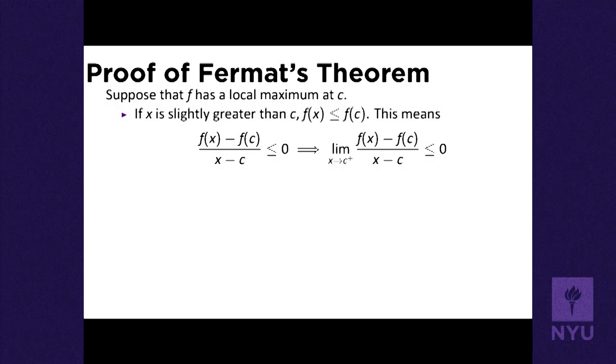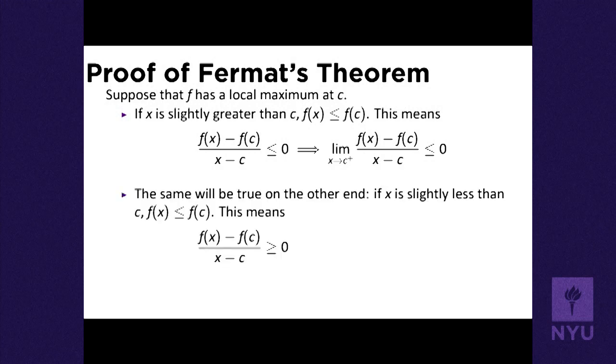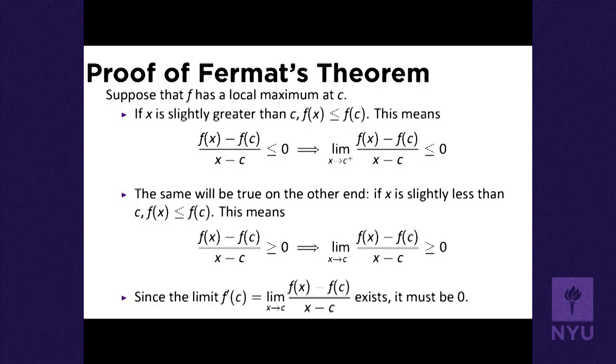Now, on the other side, think about x being slightly less than c. f of x will still be less than or equal to f of c because c is a local maximum. So that numerator is non-positive, less than or equal to 0. On the other hand, the denominator now is going to be negative because x is less than c. So this difference quotient will be greater than or equal to 0, and so the limit will also be greater than or equal to 0.